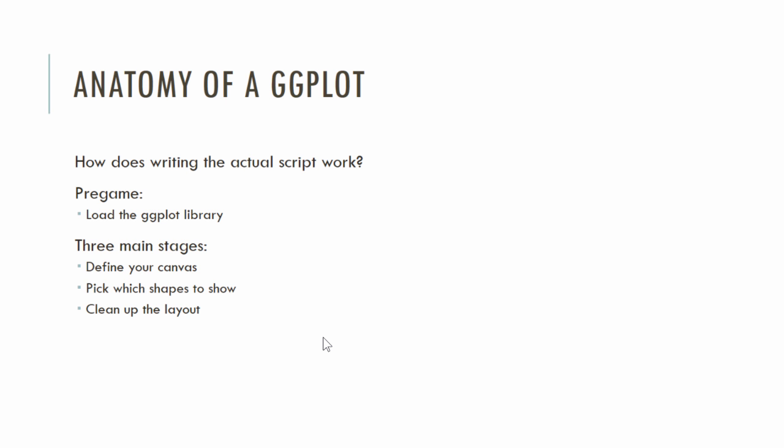So how does writing an actual script work? Well, there's a couple phases. Pre-game, when you're actually writing the code, you're going to write a little bit that says, load the ggplot2 library. You're going to define your canvas. You're going to say things like, what does the x-axis mean? What does the y-axis mean? What does color mean? Then you're going to say, what kind of shapes do I want on this chart? Do I want bars for a bar chart? Lines for a line chart? Dots for a scatter chart? And then when you're done with that, you're going to clean up the layout by using themes to say, I want to make the background this color, I want to make the fonts this size, that kind of stuff.